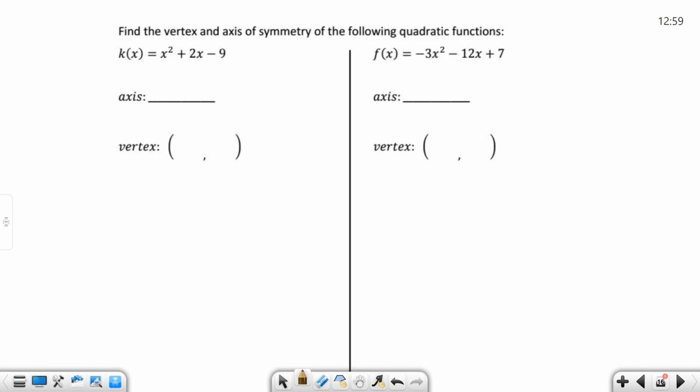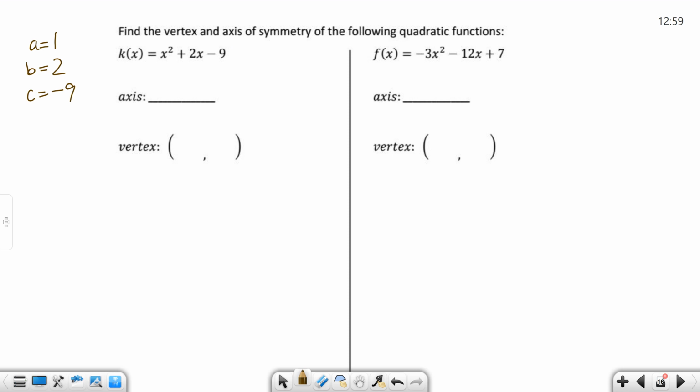All right, so find the vertex and the axis of symmetry for the following quadratic functions. The axis and the vertex. So again, this is ax squared plus bx plus c. So we need to identify a, b, and c. A is the thing times x squared, which is 1. B is the thing times x, which is 2. And c is the thing by itself, which is negative 9.